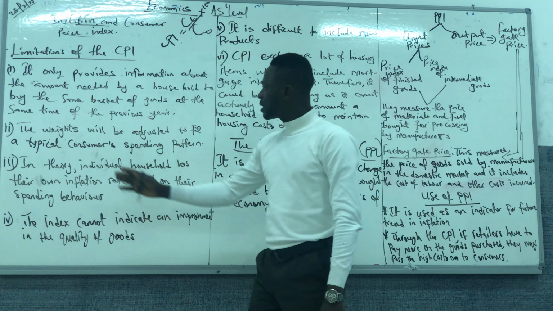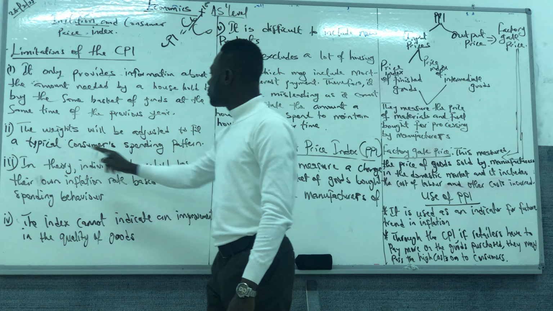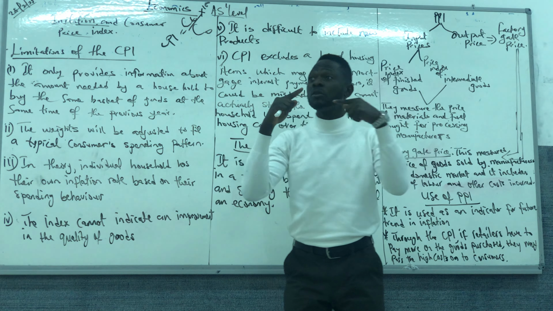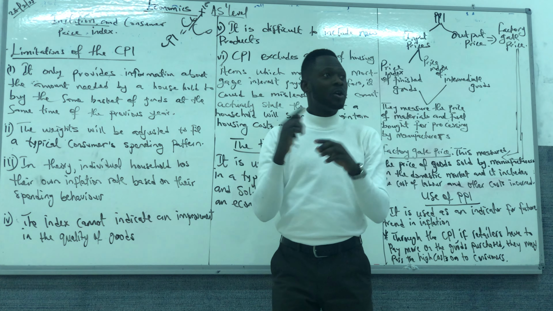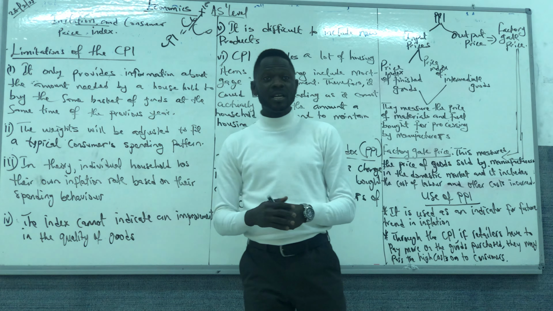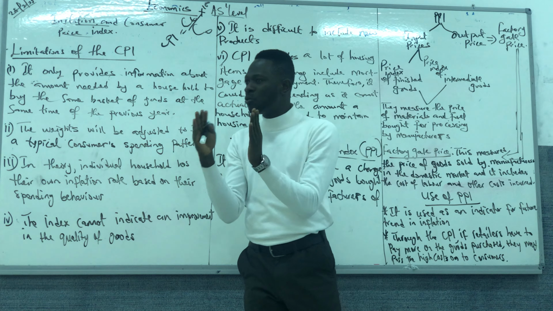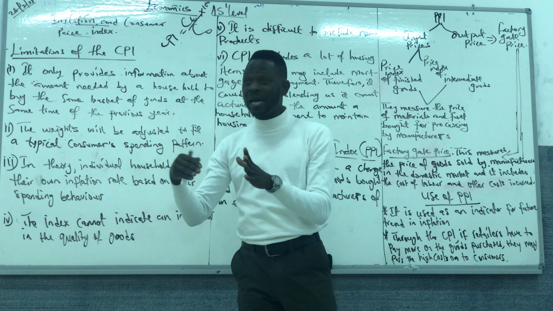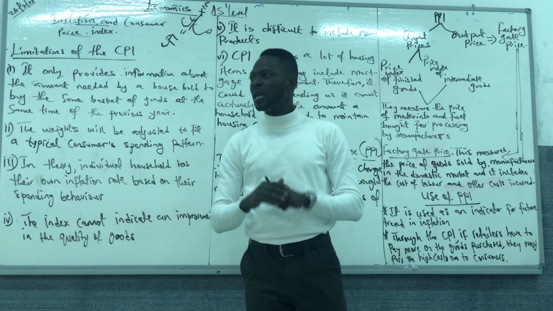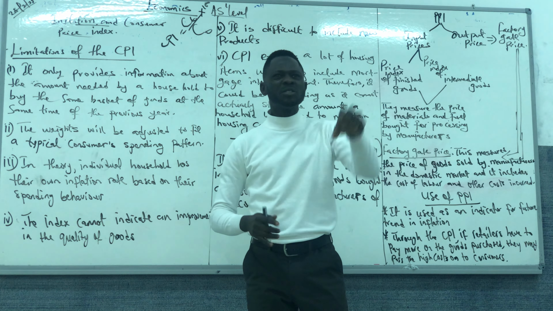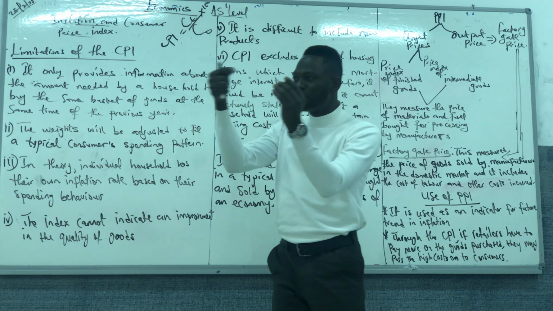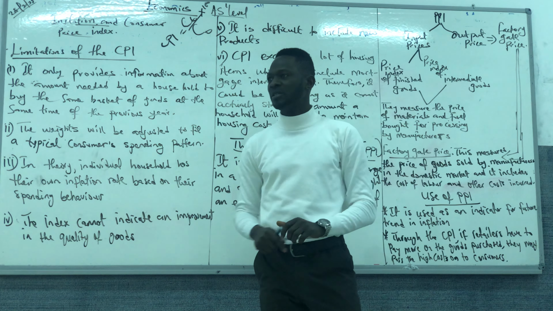That's clear. The second one: it has to be adjusted to fit a typical consumer spending pattern, so it's not going to be generalized. We can't know the amount each individual will spend. But because we want to measure the inflation rate based on the price level of the markets now, we will adjust it to suit a consumer. So it's not going to be adjusted to suit all consumers. It will be adjusted to suit some people, not everybody.